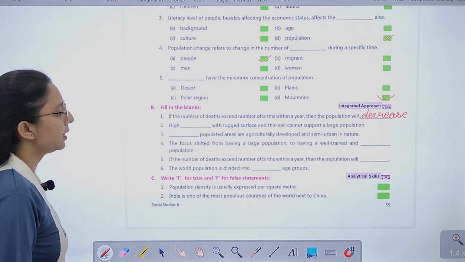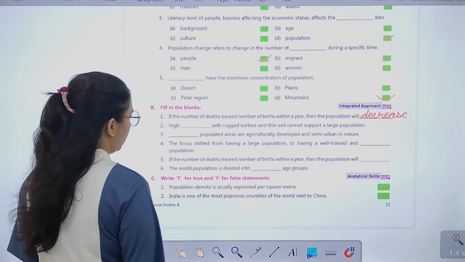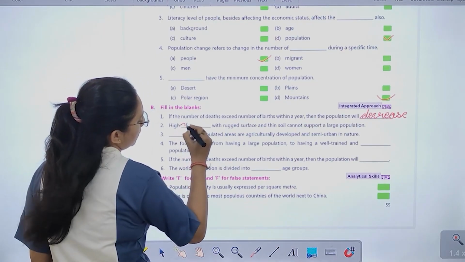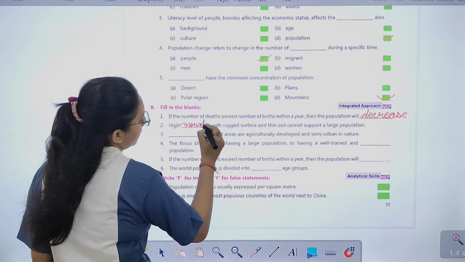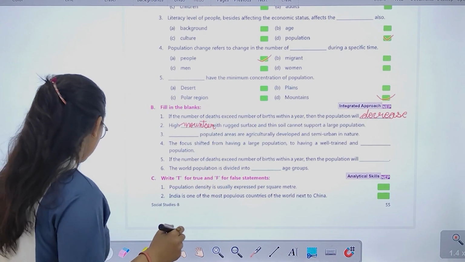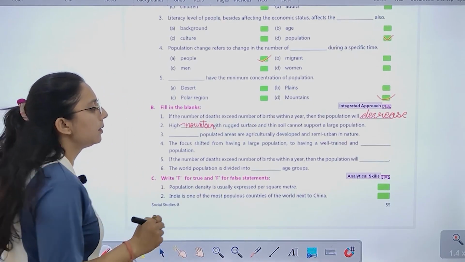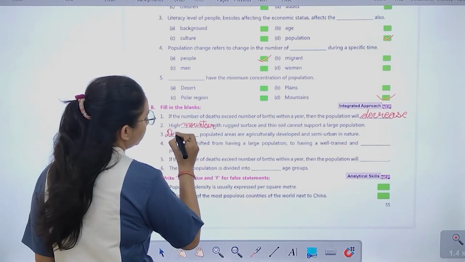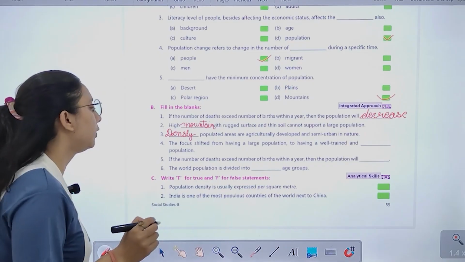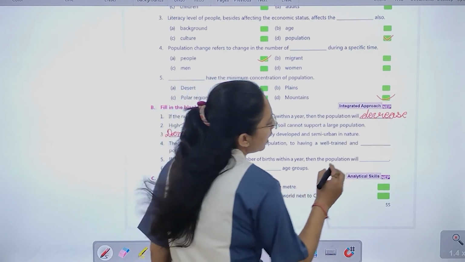High dash with rugged surface and thin soil cannot support large population. So high. डैश पॉपुलेटेड एरिया और एग्रीकल्चरली डेवलप्ड इन सेमी अर्बन. तो कौन से होते हैं? डेंसली. द फोकस शिफ्टेड फ्रॉम हैविंग लार्ज पॉपुलेशन टू हैविंग वेल ट्रेन्ड एंड डैश पॉपुलेशन. वेल ट्रेन्ड एंड स्किल्ड.